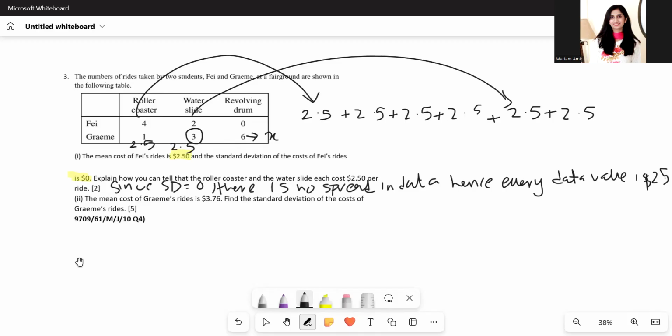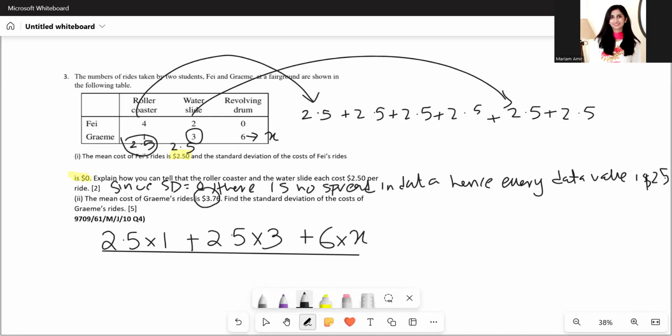We are given the mean cost of Graeme's rides, so we're going to use the mean formula. What is that going to be? 2.5 times 1, so there's a single 2.5 for the roller coaster, plus 2.5 times 3 because he took water slides 3 times, so 2.5 plus 2.5 plus 2.5. Then 6 times he took the revolving drum ride, which costs x dollars, divided by how many rides or data values there are. 6 plus 3 plus 1, that's 10. And the mean is equal to 3.76.